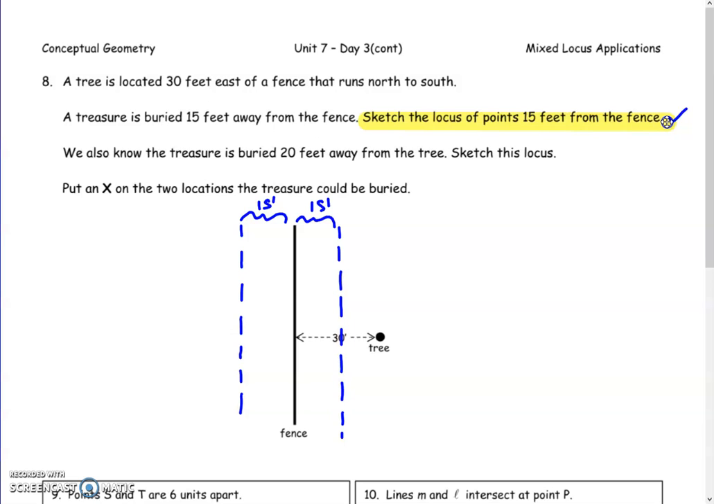Now it says we also know the treasure is buried 20 feet away from the tree. Sketch and describe this locus, 20 feet from the tree. Well, the tree is a point, so if you want to be 20 feet from that, you're going to sketch in a circle, but again, you need to pay attention to the distances. 15 feet is halfway, 20 is more than halfway, so this circle, it doesn't have to be exact, but you need to understand that it's going to cross this path twice because that radius is 20 feet, and the distance from the fence to the blue line is 15.